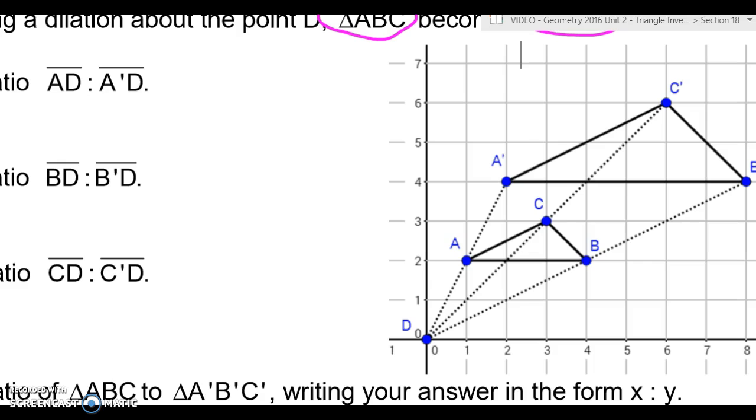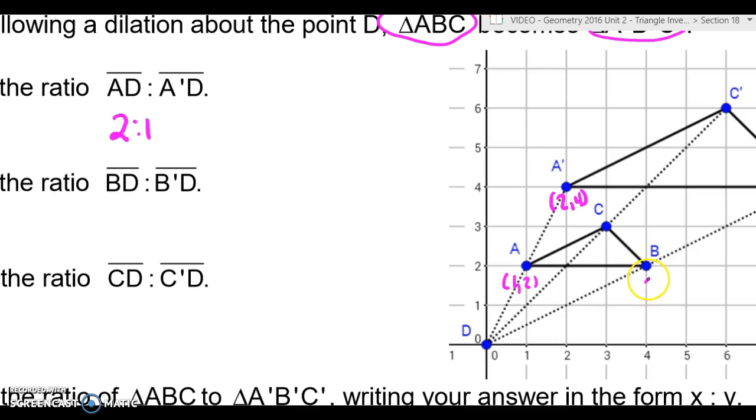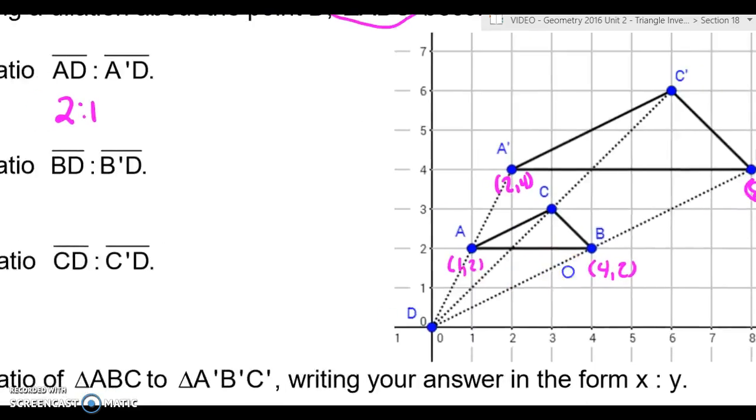So if I look at my coordinates of A, I notice that my coordinates there are 1, 2. If I look at my coordinates of A prime, it's 2, 4. Looking at the x's and looking at the y's, each of those seems to have doubled to get to our new image point. So if I'm finding the ratio of AD to A prime D, my ratio would be 2 to 1. Same with BD. If we look at the point there, we have 4, 2, and B prime is at 8, 4. So again, I took my x coordinate, my y coordinate, doubled them to get my image point.